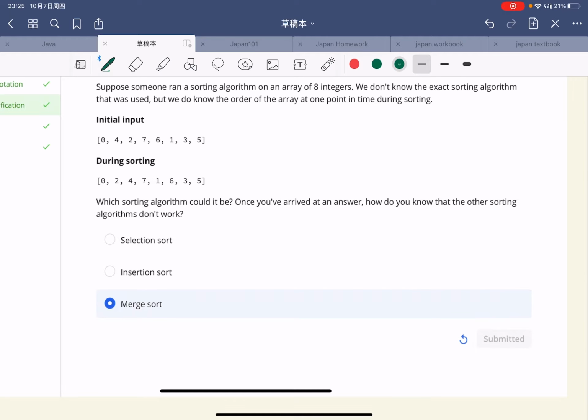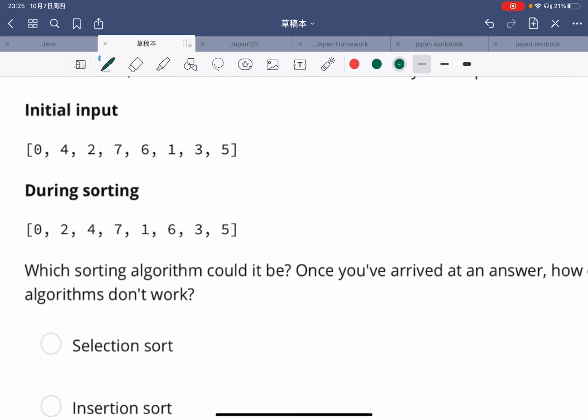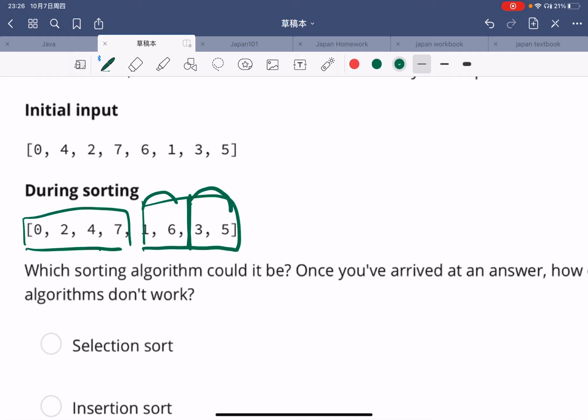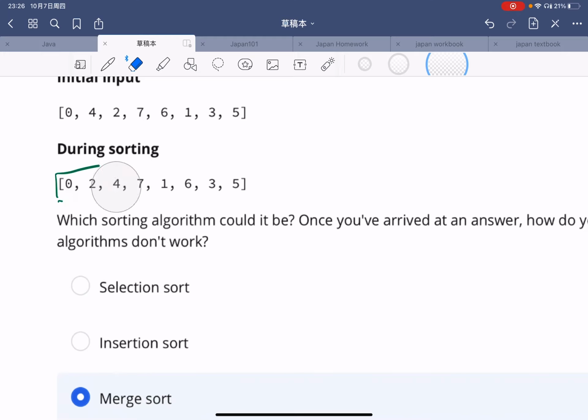Okay, so for this one, I can easily see that this is merge sort because for this array, I can see that the first half is actually sorted, and for the second half of the array, this part and this part are all sorted. So this is obviously merge sort.